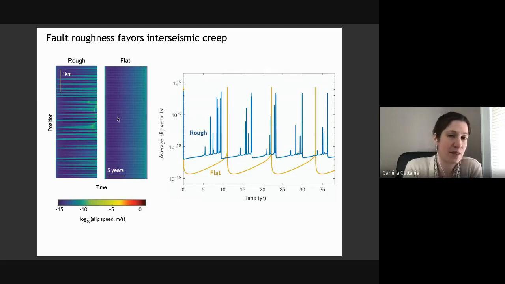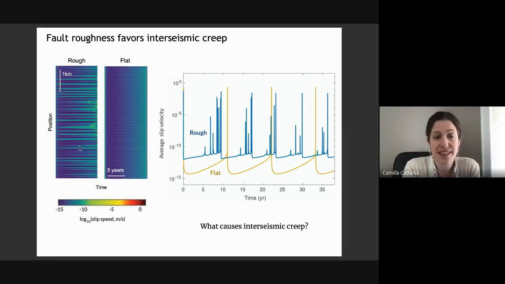What we see in this figure for the flat fault is that it's locked and it gradually accelerates interseismically, very much like what you see in spring slider models. But on the rough fault, you have some places that are locked, just like the planar fault. But in some other places, you have these much higher slip velocities, 10 to the minus 9, 10 to the minus 10 or so. So there is some interseismic creep, but it is really very localized. We want to understand why this happens and why it happens where it does, because this is really leading up to the foreshock sequence.